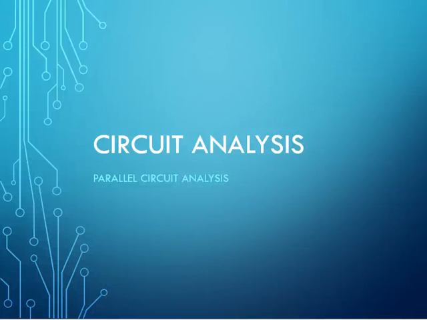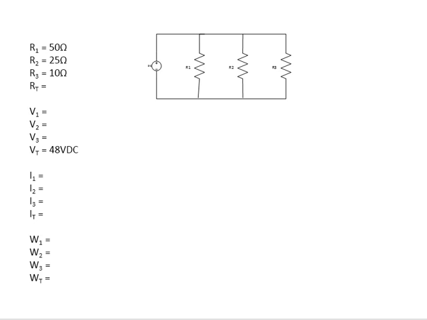Today we're going to discuss how to calculate the expected values in a parallel circuit. We will be using a purely resistive circuit. We'll be using resistance values of 50, 25, and 10 ohms, and an applied voltage of 48 volts.